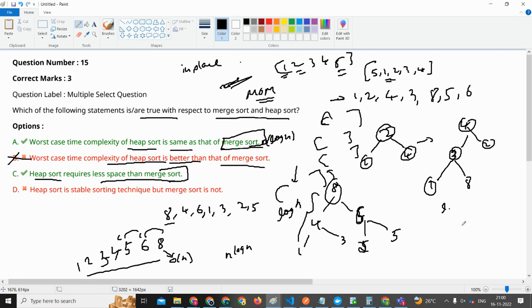So heap sort is a stable sorting technique, but merge sort is not. Is it so? I don't know about heap sort, but merge sort is stable, right? That we know. The heap part I don't know, but at least this we know, so it is false. Is heap sort stable?